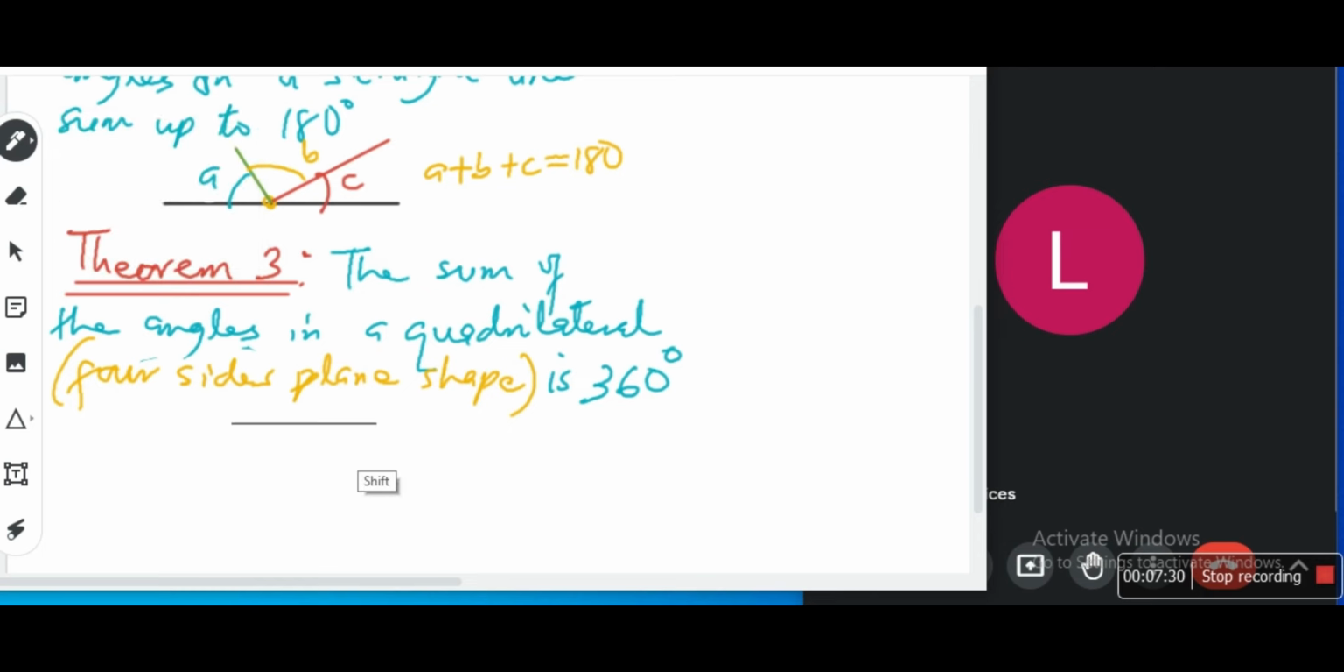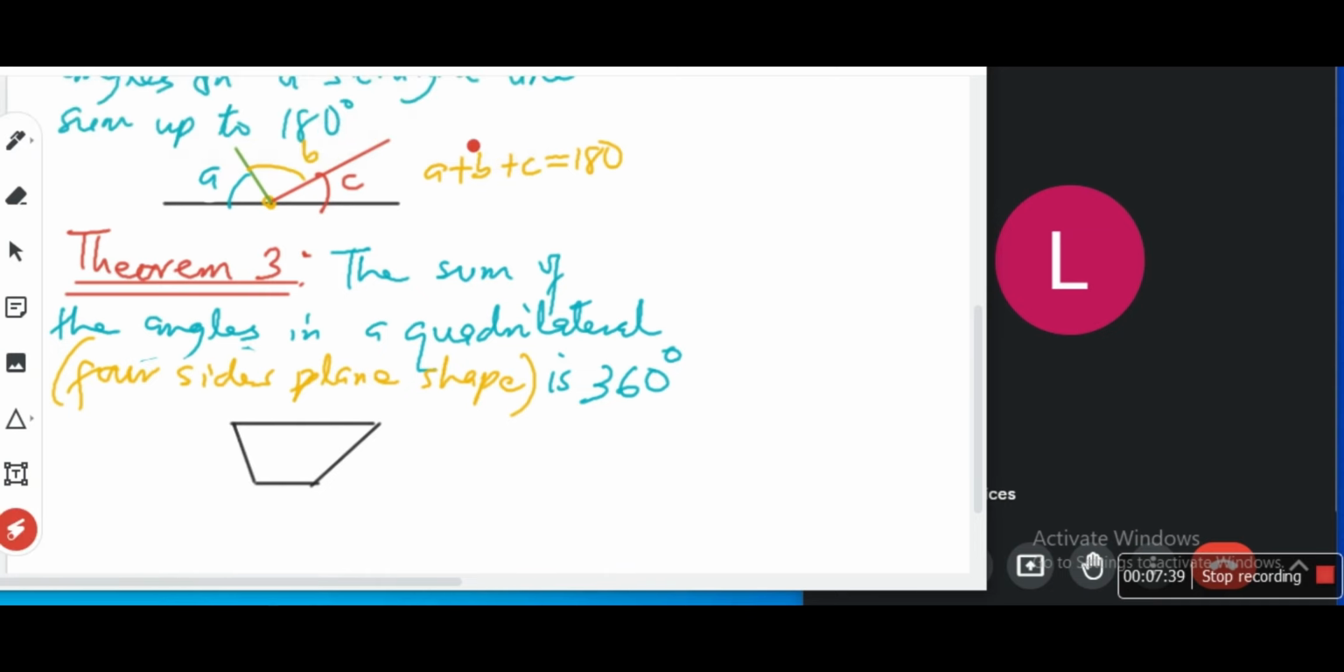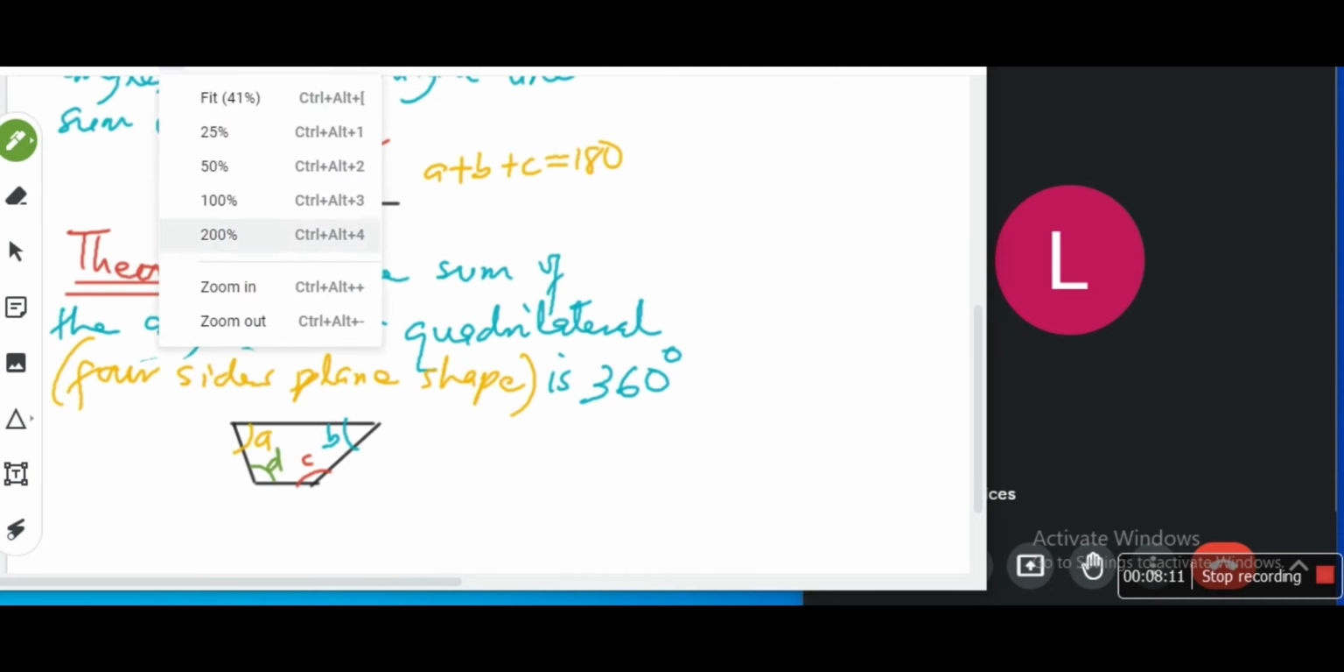So if we have a trapezium, for instance, like this, it has four sides. 1, 2, 3, 4. A rectangle also has four sides. A parallelogram, a square, a rhombus, they all have four sides. So the angles must sum up to 360. A plus B plus C and plus D, or the four angles, must give us 360.